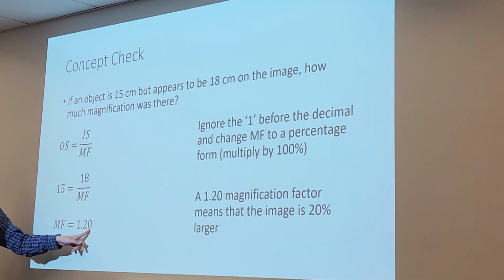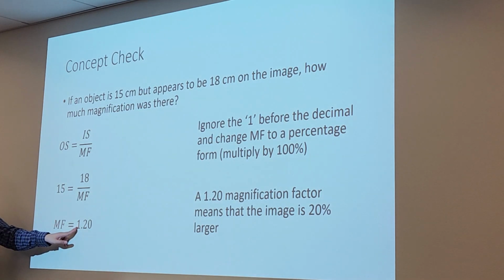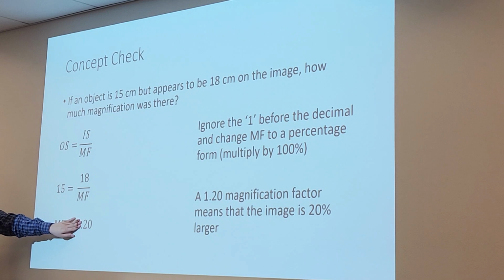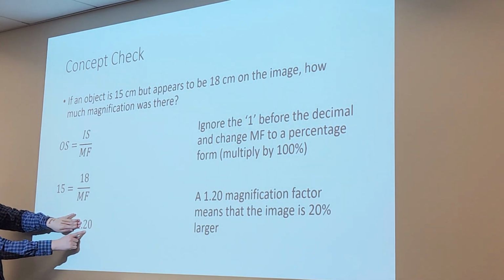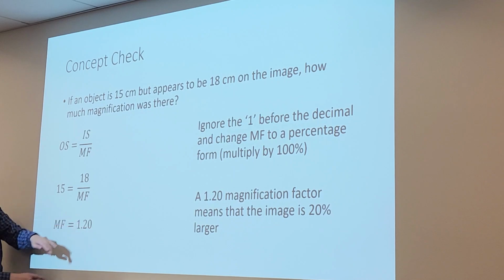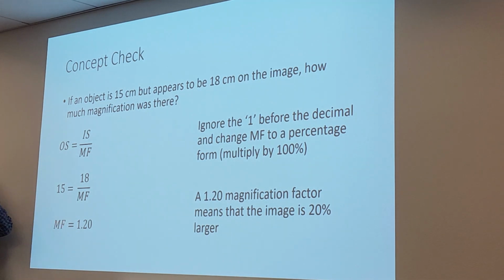I put in those extra 0s here just to make it more obvious, because if you're trying to turn this into a percentage, you take off the 1, and then you multiply this by 100. So you move this decimal point over 2 places. And so that gives us 20%. So a magnification factor of 1.2 means that it looks 20% bigger than it normally is. Magnification of 1.5, 50% bigger than it really is. Magnification factor of 2, 100% bigger than it really is.